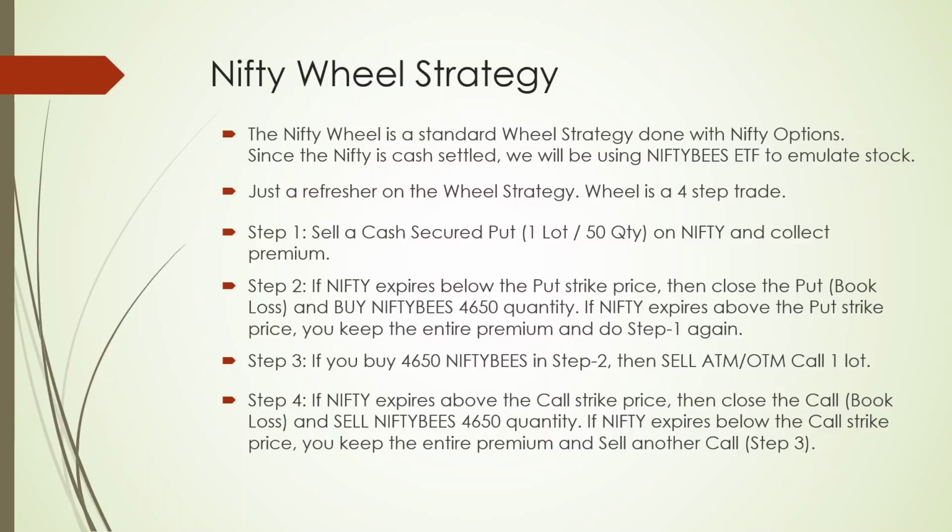If the Nifty expires below the call strike, meaning the market did not move or has gone down a little bit, you just keep the entire premium. You are not going to return anything. Just go and sell another call, like step 3. Keep your Nifty Bees units with you and sell a new call for the next week against those units. This is what is called the wheel strategy.